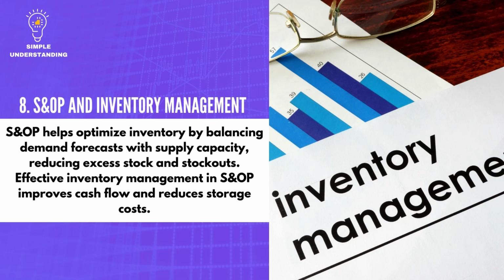8. S&OP and inventory management. Explanation. S&OP helps optimize inventory by balancing demand forecasts with supply capacity, reducing excess stock and stockouts. Effective inventory management in S&OP improves cash flow and reduces storage costs.